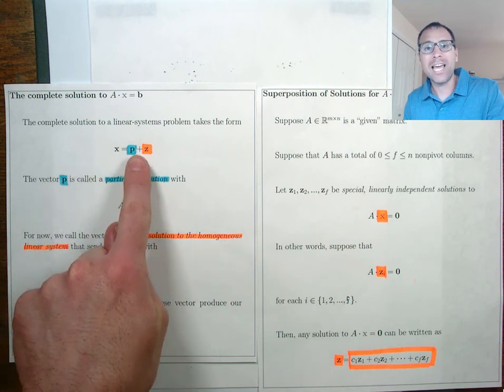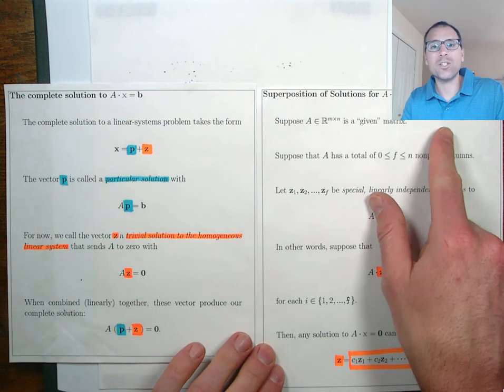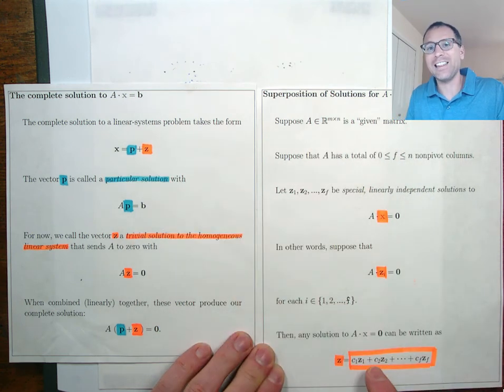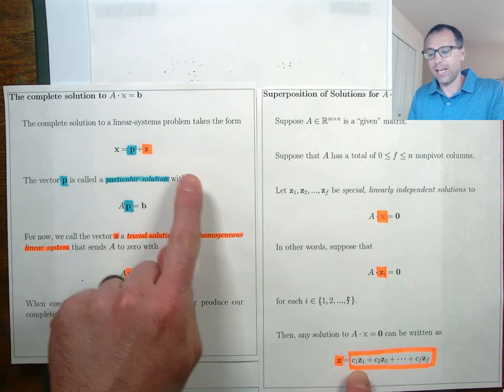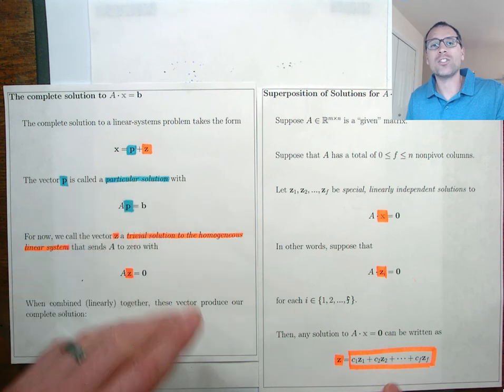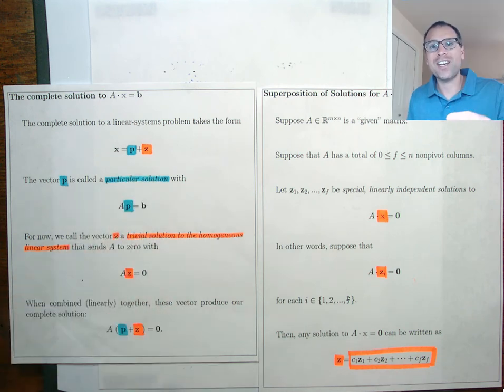In each of those 3 examples, we see that the complete solution, that template that we had, particular plus 0 solutions, came into play. Moreover, this theorem about superposition, the theorem that says any 0 solution is going to be written as a linear combination of the F number of special trivial solutions. Any 0 solution is C1 times Z1 plus C2 times Z2 plus ... plus CF times ZF, where F is the number of non-pivot columns. These two things combined allow us to solve with great precision any general linear systems problem that has a solution.